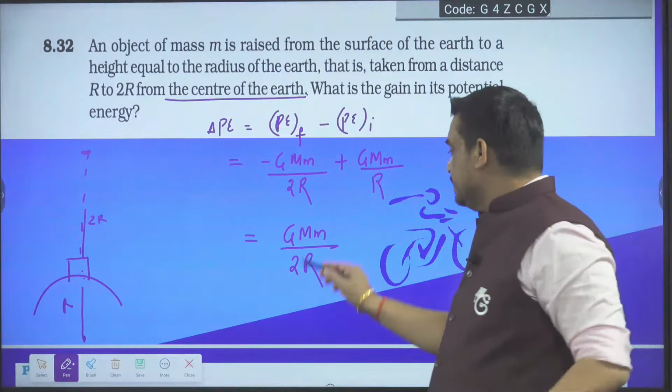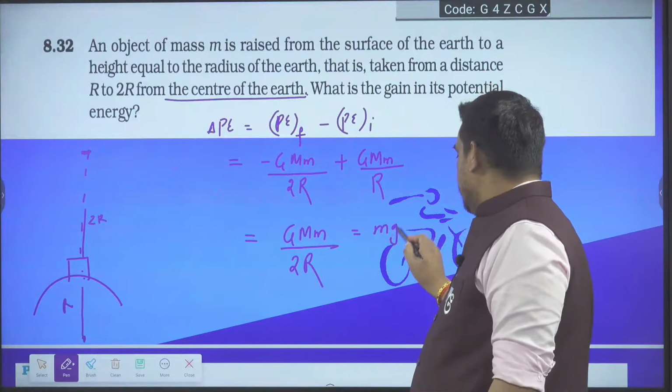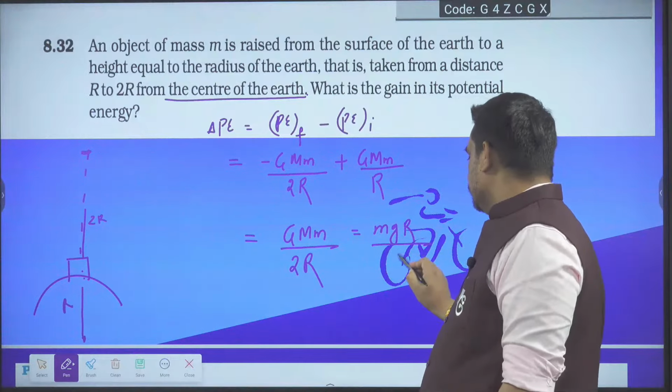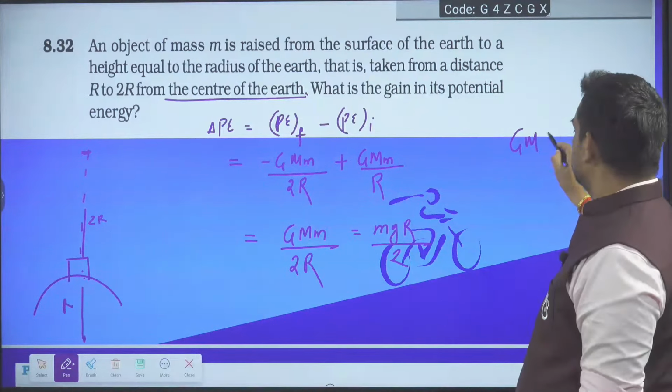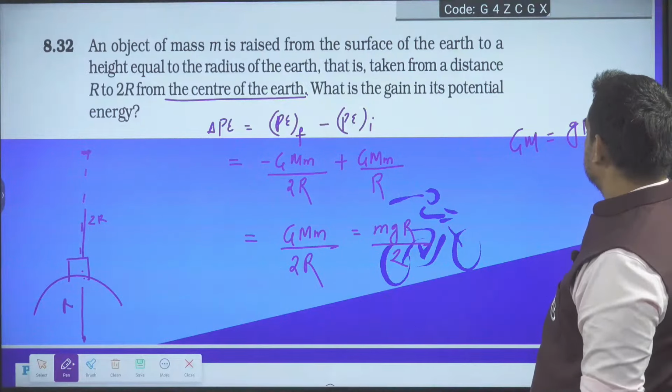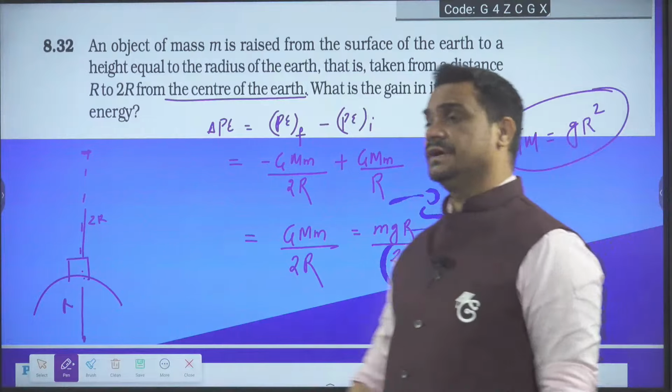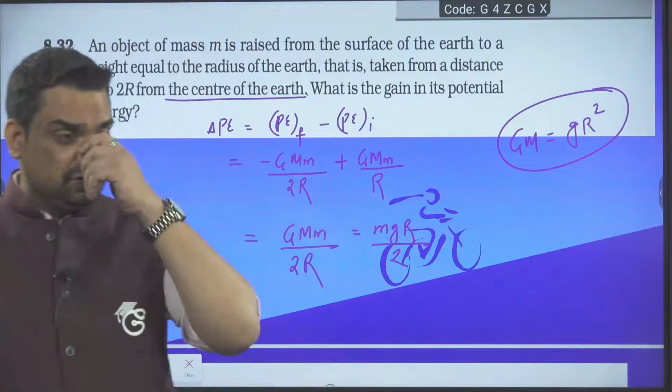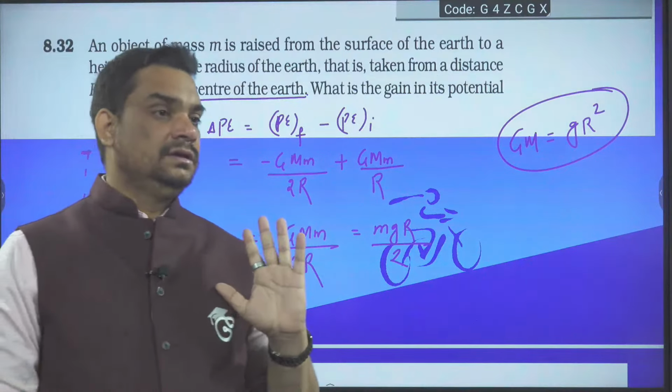And GMm can be written as mgR by 2 also, because GM is nothing but gR square. So sometimes we can use this thing. Clear? Okay.